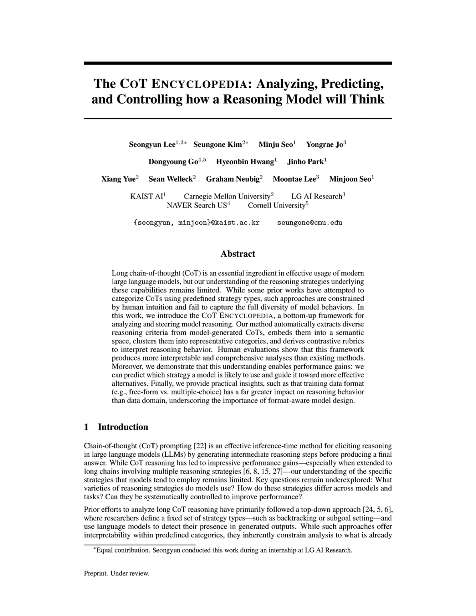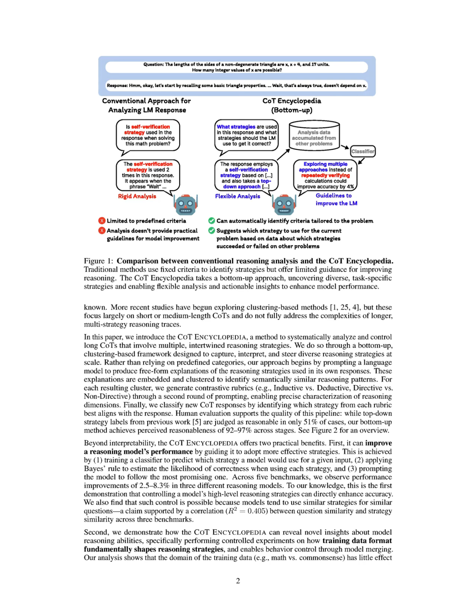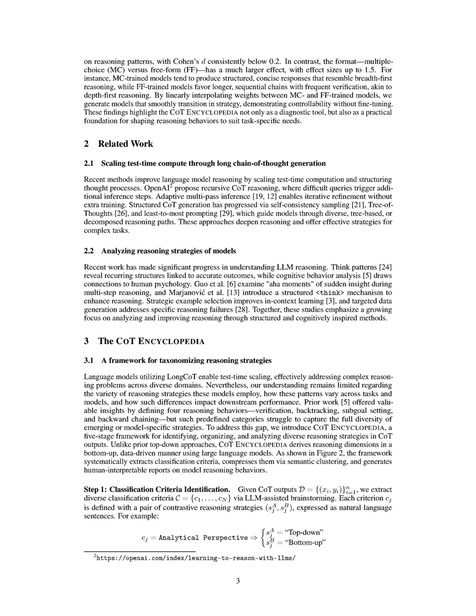Prior analyses primarily utilized top-down approaches with predefined strategy categories, which constrain the exploration of diverse reasoning patterns. In contrast, the COT Encyclopedia employs a bottom-up clustering-based framework that captures and interprets a wide range of reasoning strategies without predefined constraints. This method not only enhances interpretability, but also allows for systematic control over reasoning strategies, leading to improved model performance across various benchmarks.